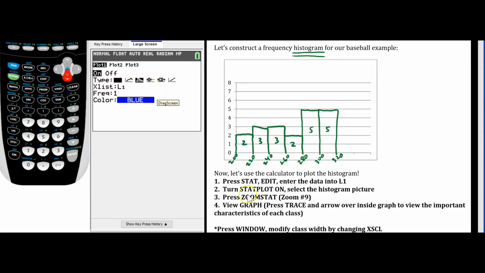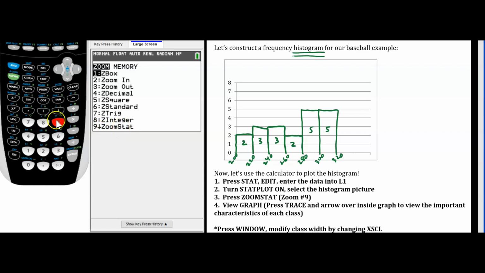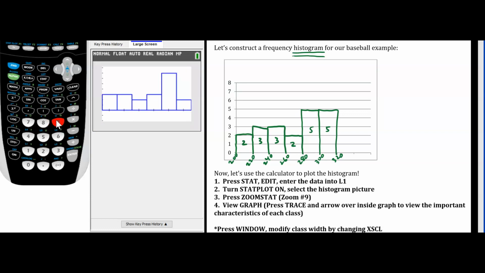Okay, so now after we select that histogram picture, we press Zoom Stat, and that is zoom number 9. So if I go to Zoom, the top here, and I see down here Zoom Stat is number 9, I can just press the number 9, and it's going to give me a histogram. And as you're looking at this right now, you're thinking, well, that doesn't look like the histogram that we created. And the reason is the calculator, when it made this histogram, thought that there would be a better class width than the one that we chose. Remember, when we made ours, we said that the class width should be somewhere around 20. But when the calculator made this, it looks like it did something a little bit different.